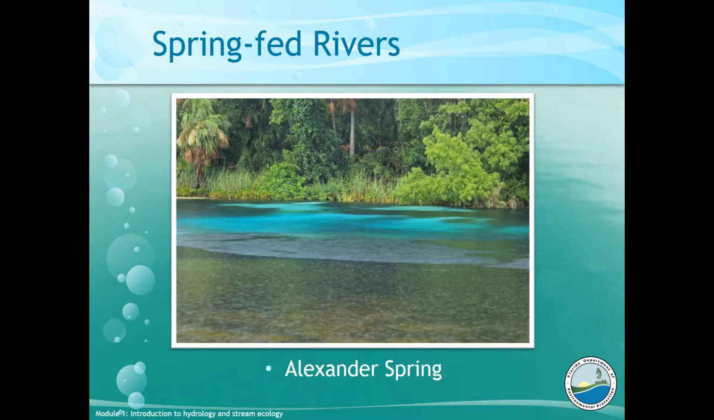Perhaps the most well-known systems in Florida, spring-fed rivers. They derive most, if not all, of their water from deep aquifers in areas where limestone is close to the surface. The water is typically clear due to the filtering action of the soils that the water percolates through. Examples include the Rainbow, Wakulla, Alexander, and Silver.